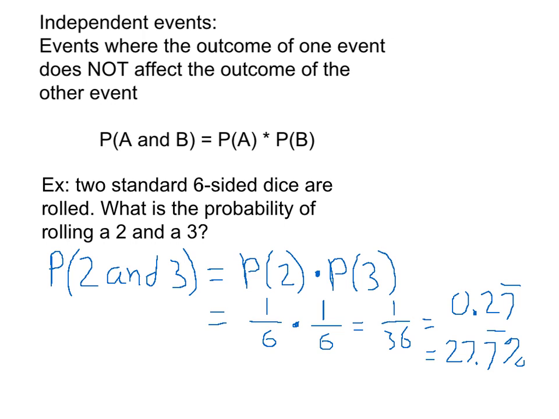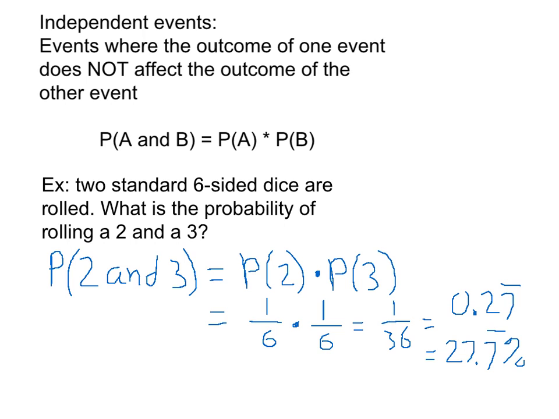So if your events are independent, they do not affect each other, you just multiply the two things together. We should point out here real quick that this is for rolling a 2 on the first die and a 3 on the second die. I want it in this specific order, 2 on the first, 3 on the second. It does matter that I want it in this specific order.